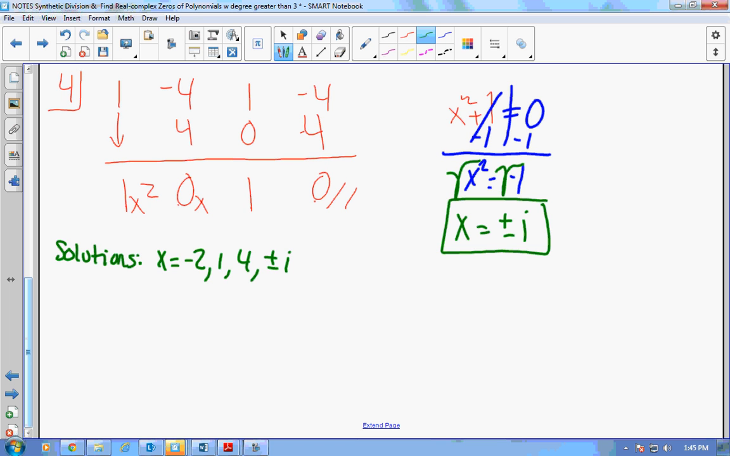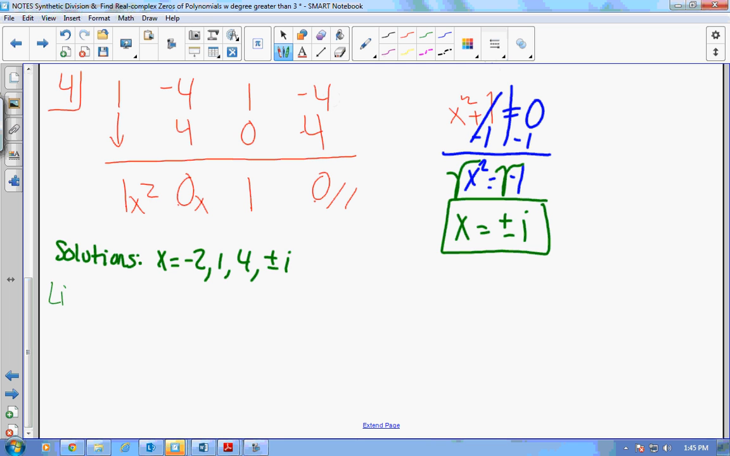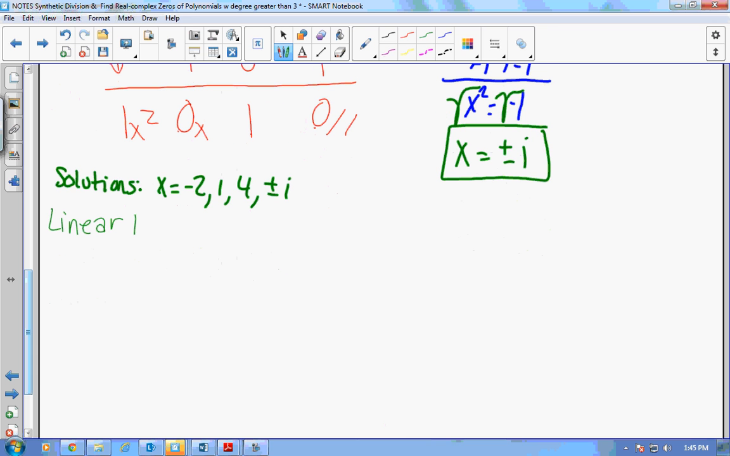Now the linear factorization is really easy to write down. Linear, because it asks for linear factorization as well. Linear factorization means take these zeros and write them in the function as factors. We've been practicing this on the board, going backwards. I'll let you write that down.